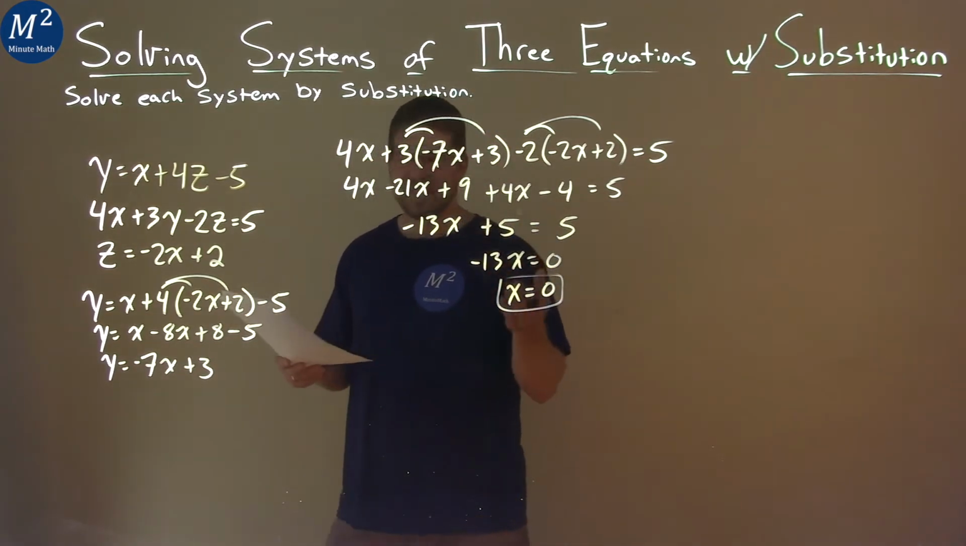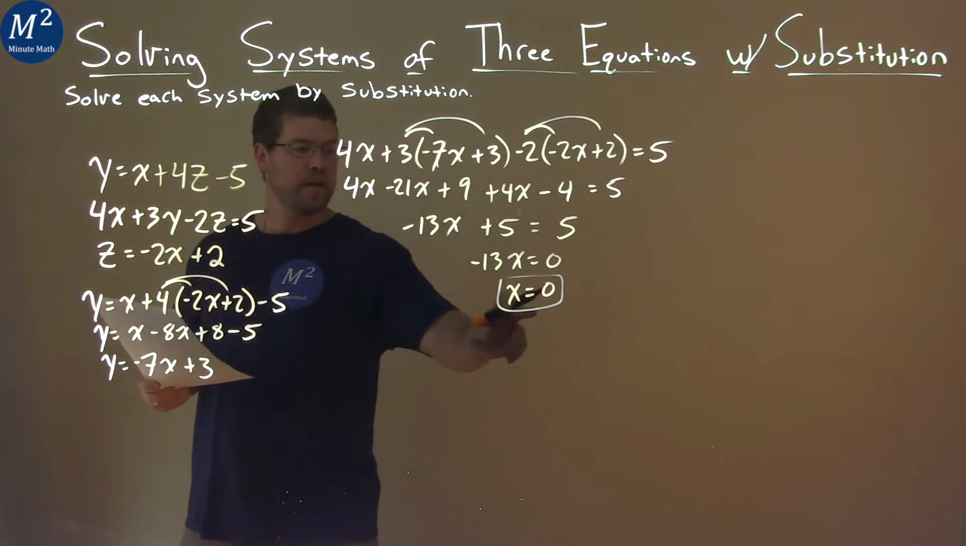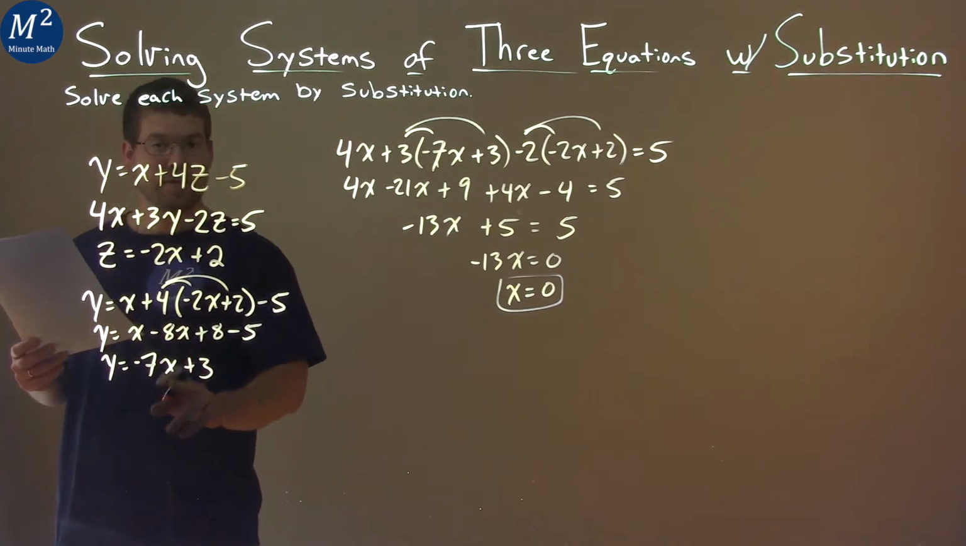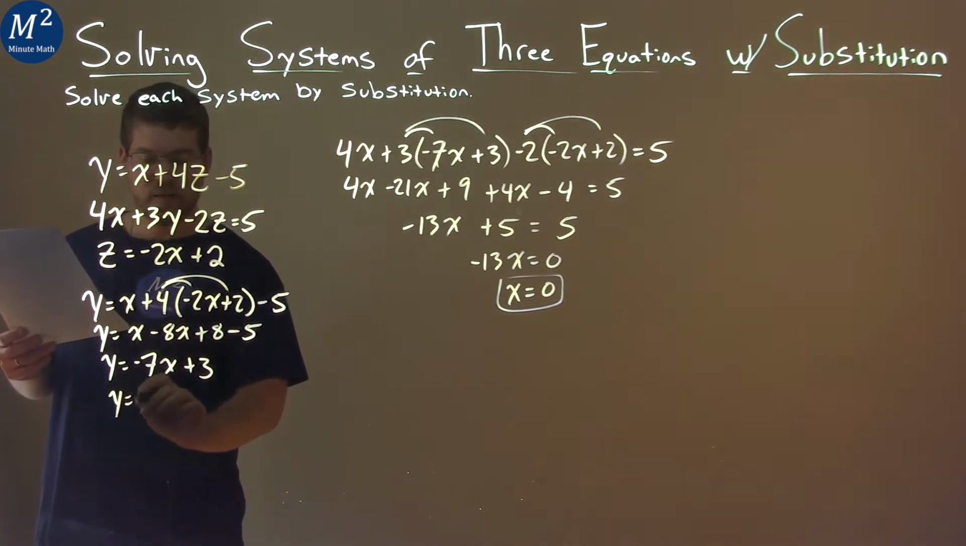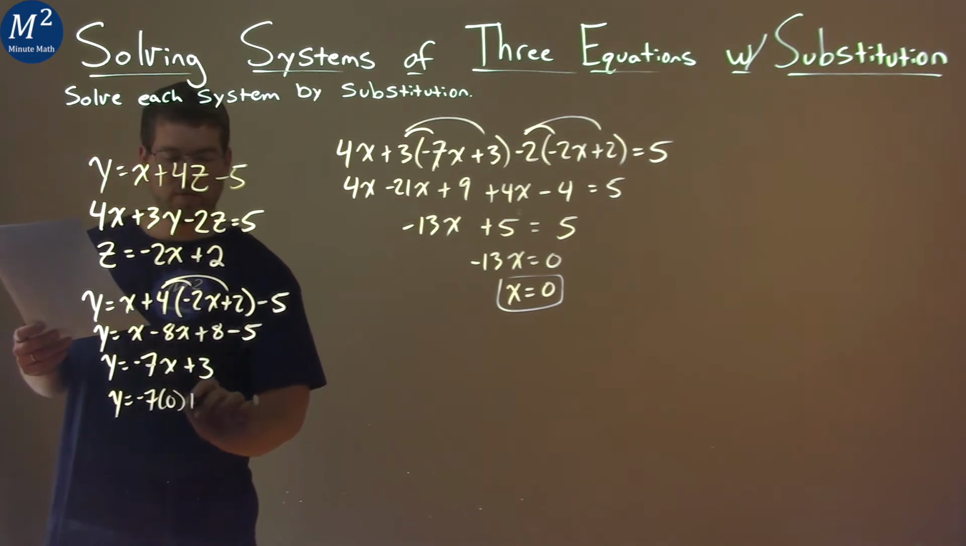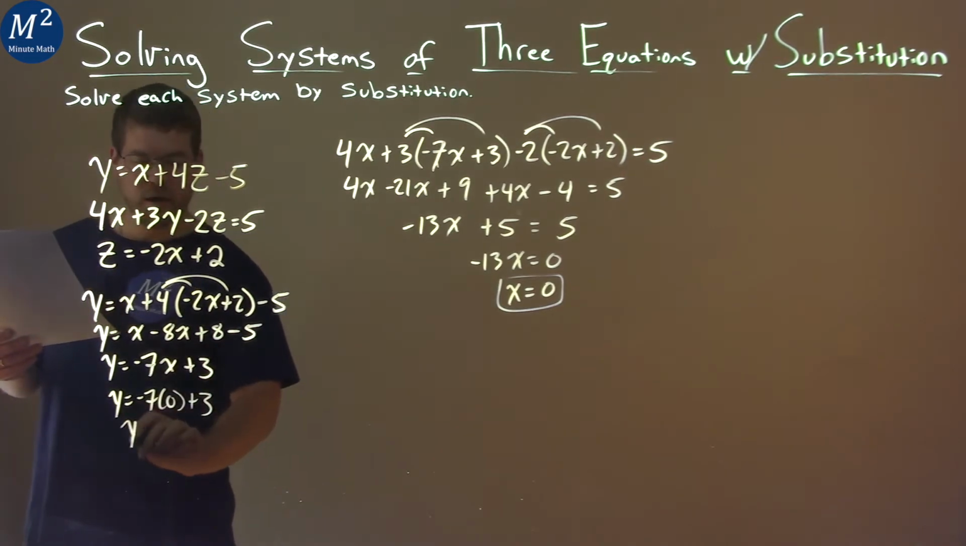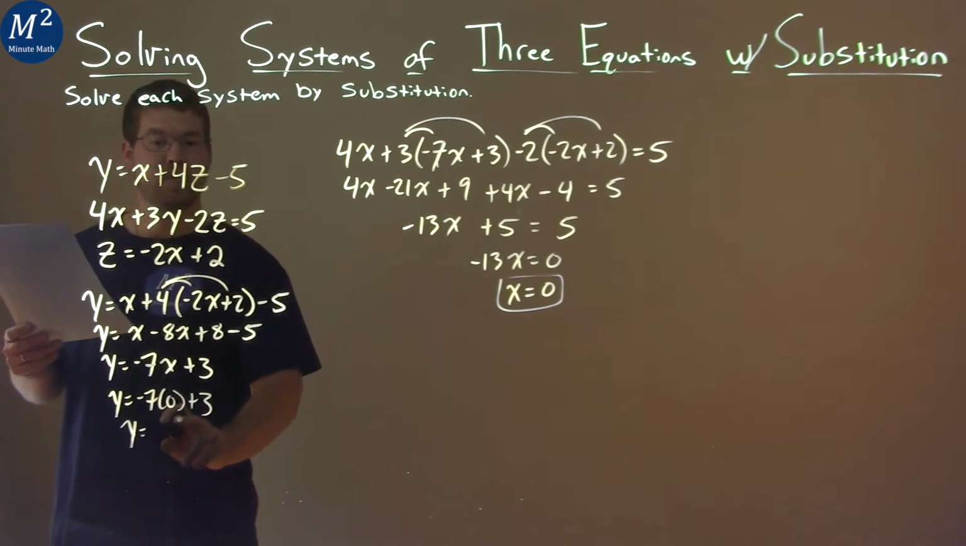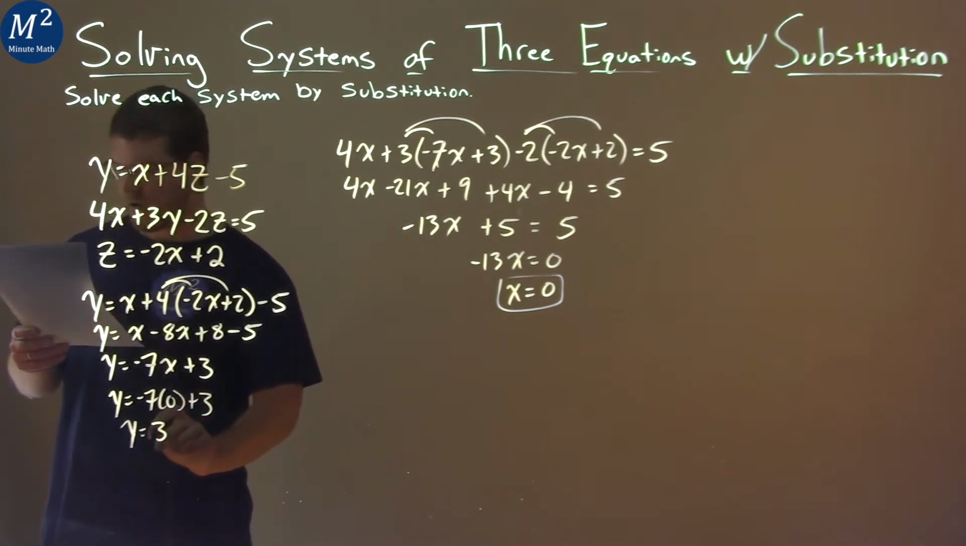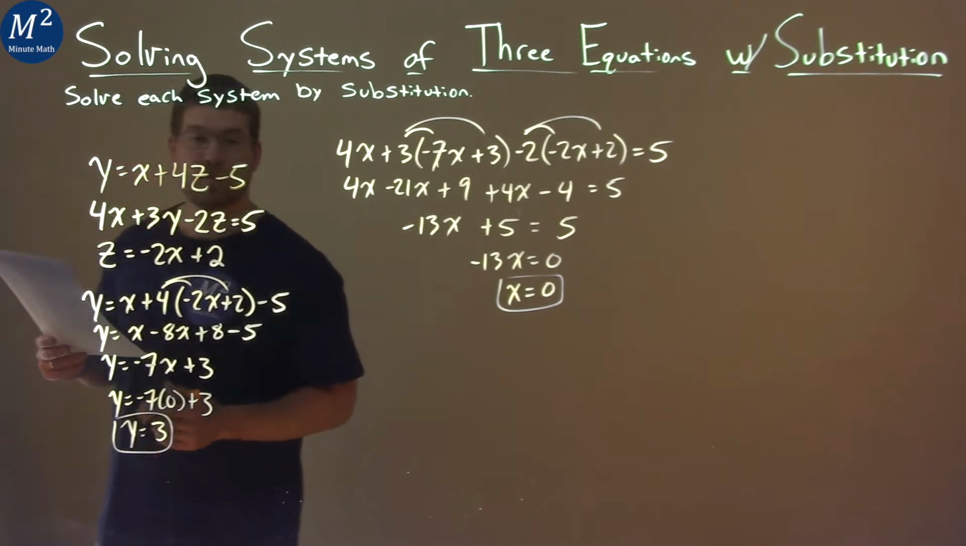That's nice. That makes the rest of it pretty easy. We take this x equals 0, we put it in for this x here to get y by itself. So y equals negative 7 times 0 plus 3. And then y equals, well, negative 7 times 0 is 0, and we just have a 3 left over. And so y equals 3.